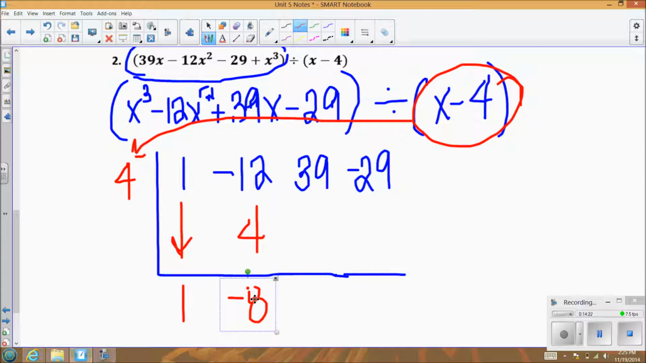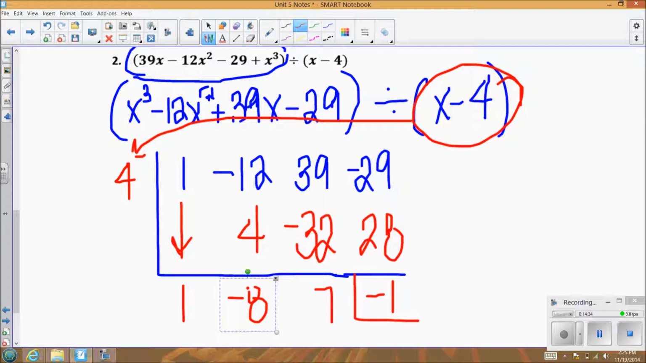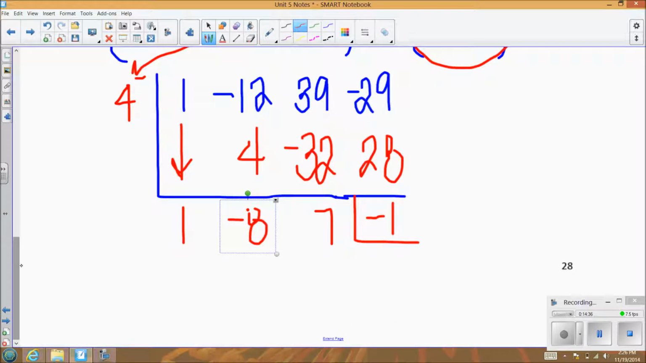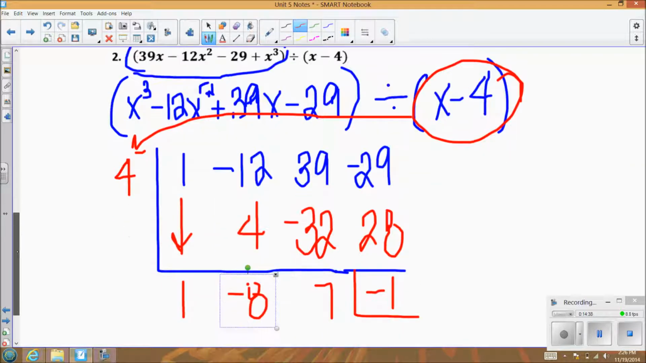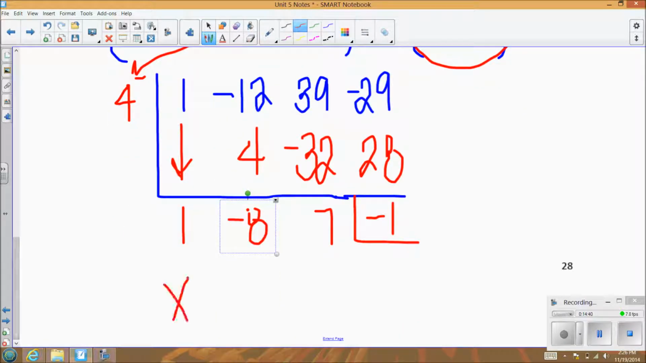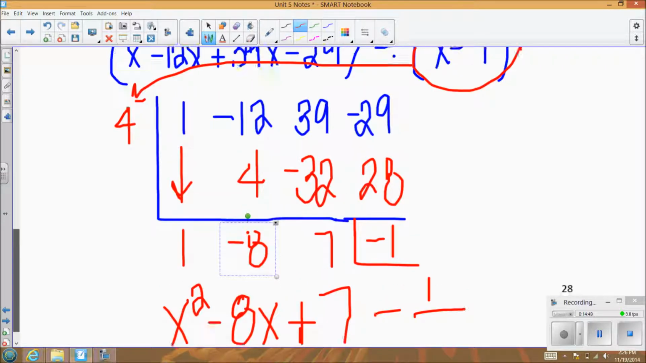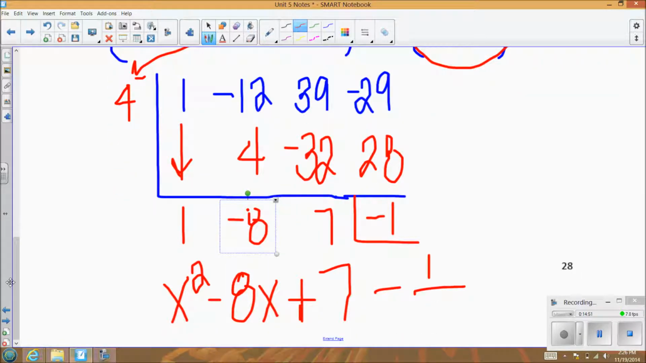Multiply 4 and negative 8, we get negative 32. Add them vertically, we get 7. 7 times 4 gives me 28. So your remainder is going to be negative 1. So your answer, since we started with a degree 3, is going to be 1 less. So it's going to be x squared minus 8x plus 7 with a remainder of negative 1. So remainder over whatever we divided by, which was x minus 4.